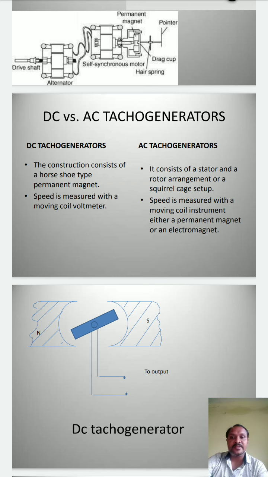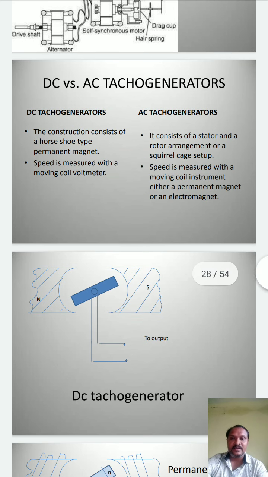Second, the speed is measured with a moving coil voltmeter. In the DC, speed is measured with the moving coil voltmeter. But in the AC, speed is measured with a moving coil instrument, either a permanent magnet or an electromagnet. So this is the little difference between the DC and the AC tacho generators.